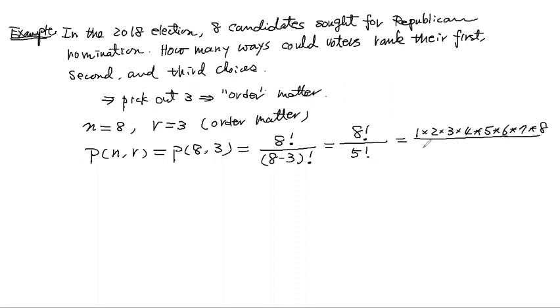And the 5 factorial, you will have 1 times 2 times 3 times 4 times 5, right? That's our factorial definition. And then you will see, oh, that's good. 1, 2, 3, 4, 5, 1, 2, 3, 4, 5 can cancel. So my answer will be 6 times 7 times 8. So the total will give you 336.